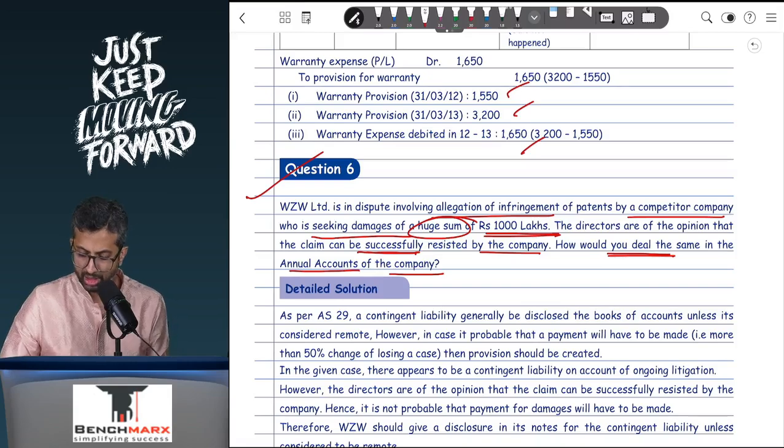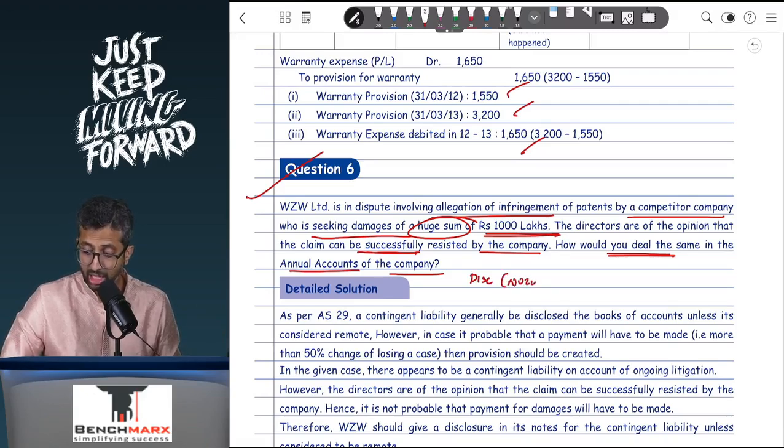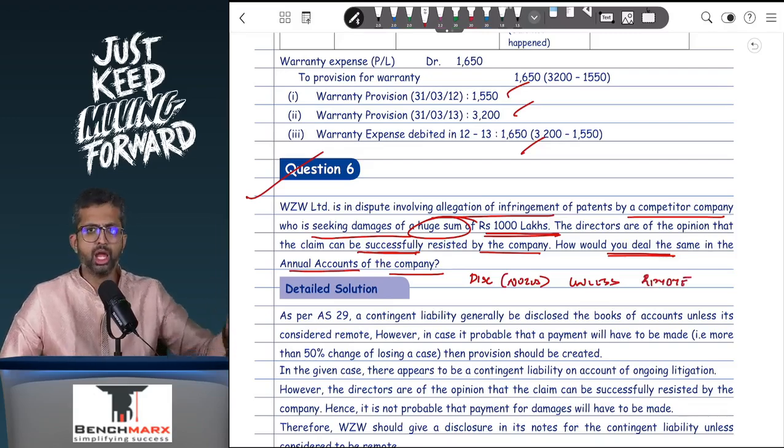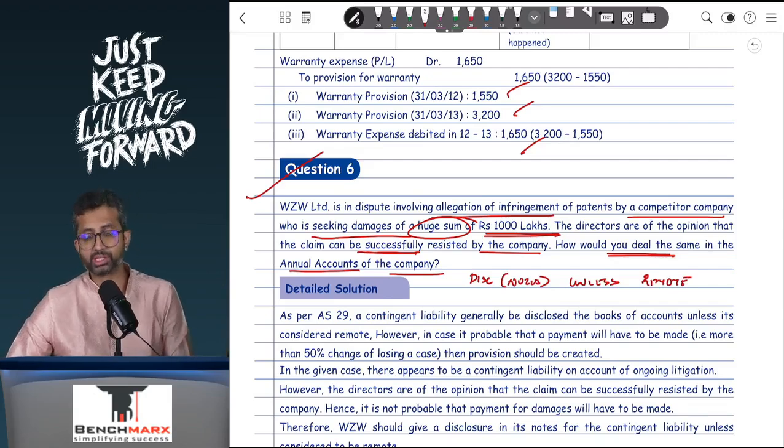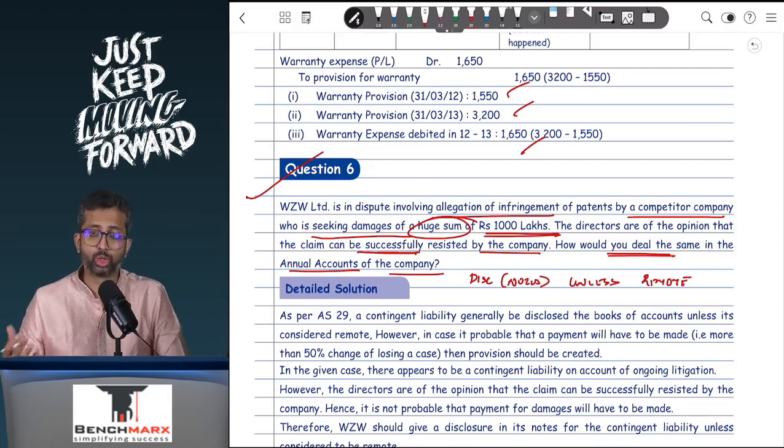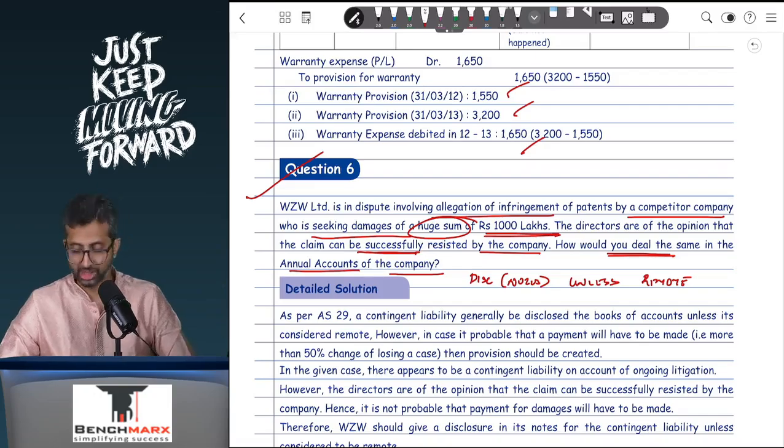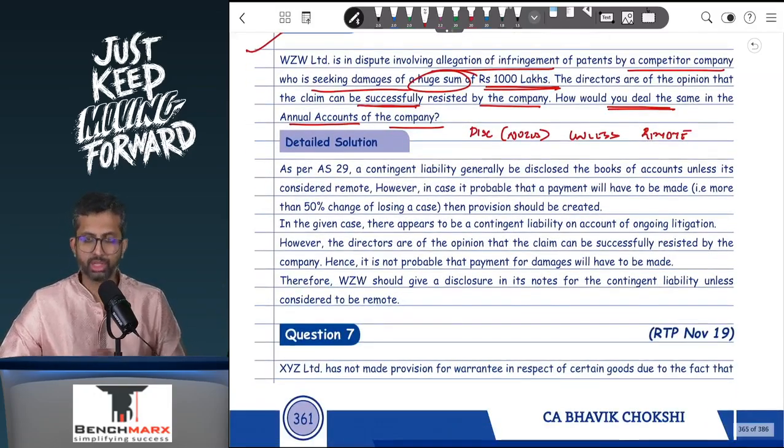Now, over here, someone is suing us. However, the directors are of the opinion that we can successfully resist, that is, win this claim, and hence you don't need to create a provision because the amount is not payable. So over here, you will give a disclosure in the notes unless we can say that this is remote. Now, the question can also go further and say that, however, you will have to spend 2 lakh rupees to defend this case, in which case you will have to create a provision for 2 lakhs if you believe that that 2 lakhs is not reimbursable. This is question number 6.